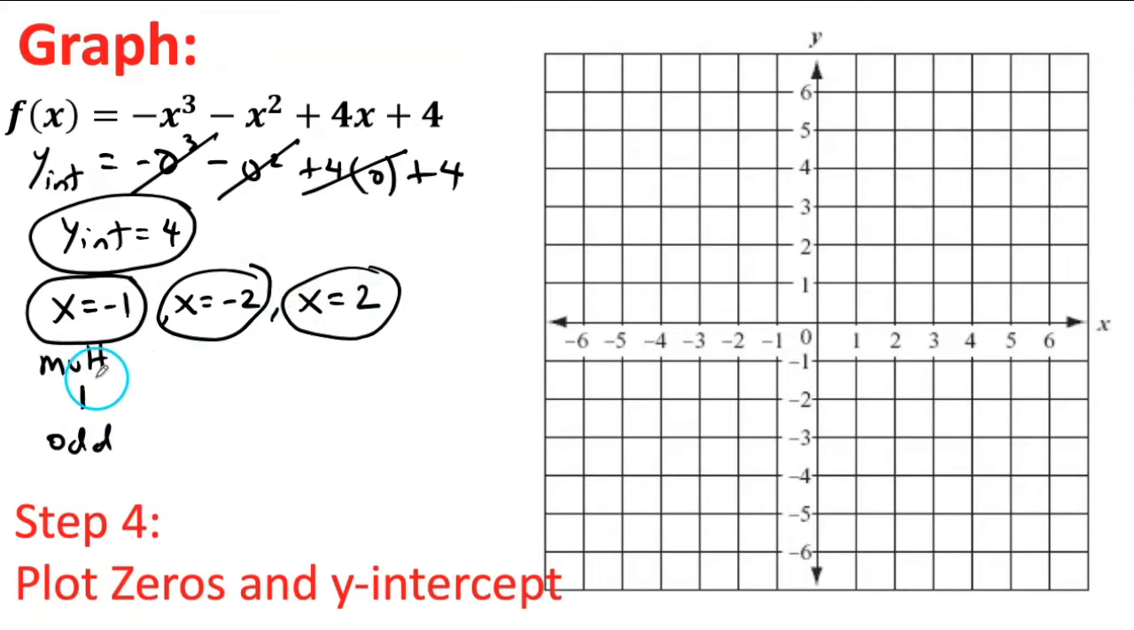That means my multiplicity is 1, which is odd, right, for each one of them. So I have to remember that when I plot my zeros. -1, -2, 2. Remember, those are x-intercepts. Y-intercept is 4. Now I have this.